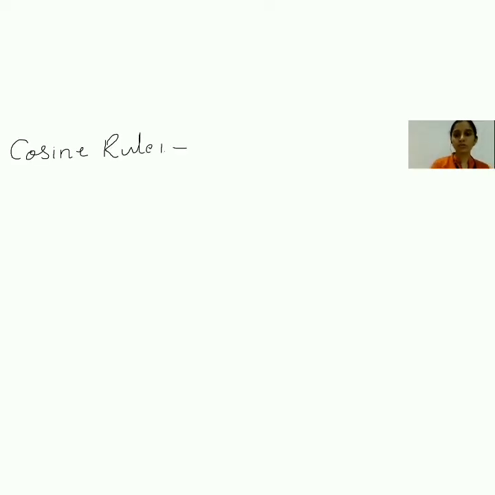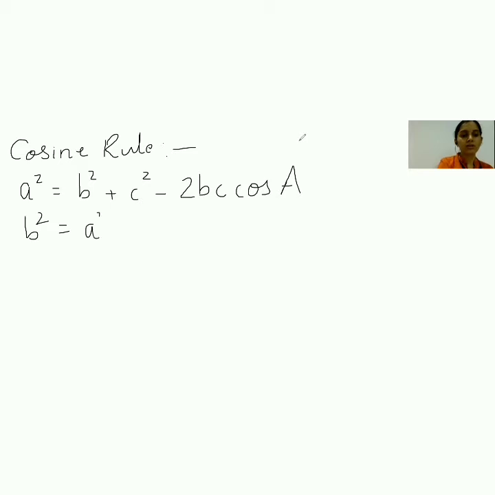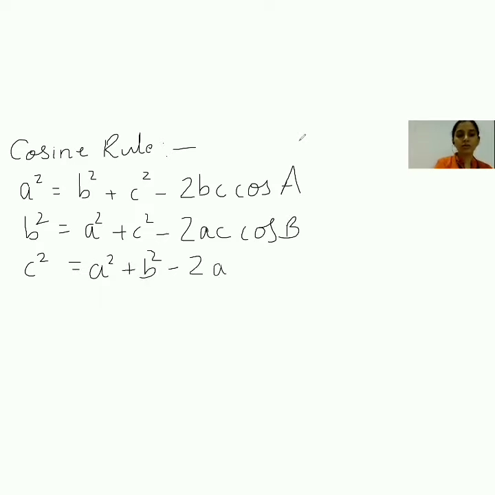So what is the cosine rule? It says a square is equal to b square plus c square minus 2bc cos A. b square is equal to a square plus c square minus 2ac cos B, and c square is equal to a square plus b square minus 2ab cos C. So that way it's simple to remember.